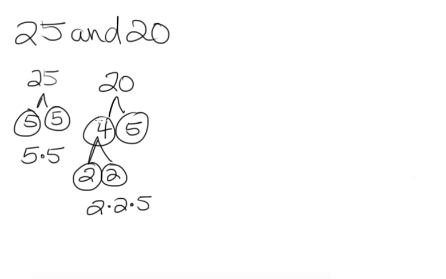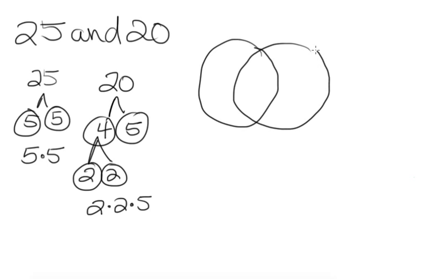Bonus points if you caught my mistake there. I circled 4. I shouldn't have. It's not a prime number. I just got really excited about this prime factorization that only had 2 numbers. I thought 20 might be that way too. It doesn't. All right. So now let's write our Venn diagram.